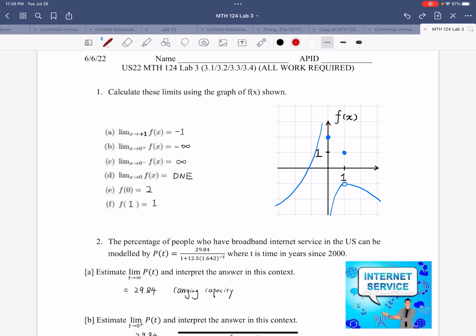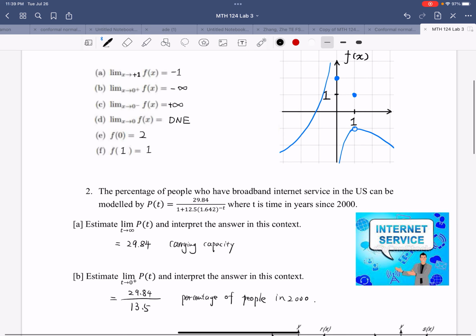And when x goes to 0 from the right-hand side, as we can see, it goes to -infinity. And from the left-hand side, this blue curve goes to +infinity, right? So this is +infinity. Because these two limits are not equal, that means the limit when x goes to 0 does not exist.